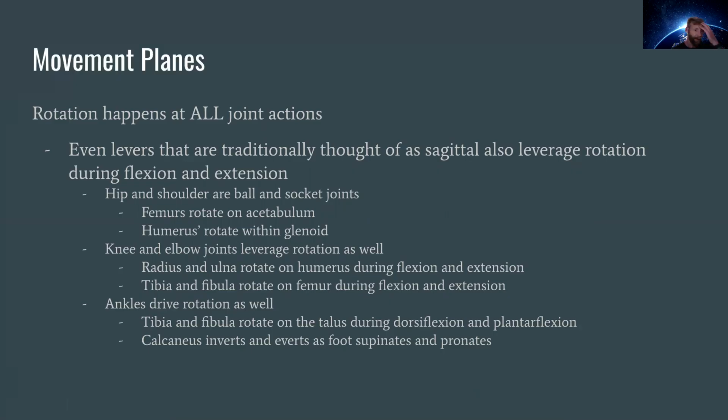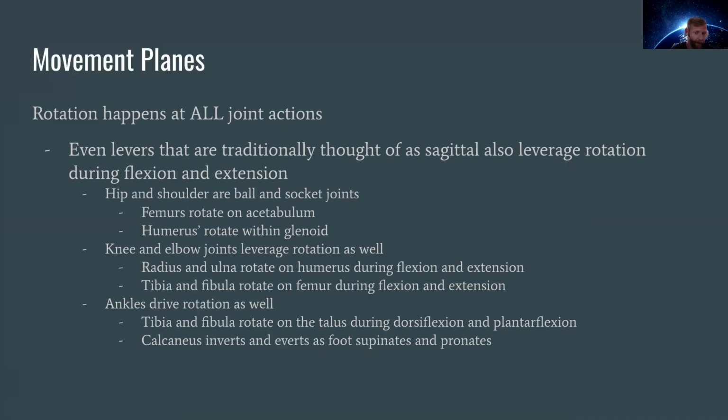So if we look at the hip and the shoulder, they're ball and socket joints, right? So femurs rotate on the acetabulum, and the humerus rotates within the glenoid during flexion and extension. The knee and the elbow joints leverage rotation as well. So the radius and the ulnae rotate on the humerus during flexion and extension, and the tibia and the fibula rotate on the femur during flexion and extension, as well as on the actual ankle.